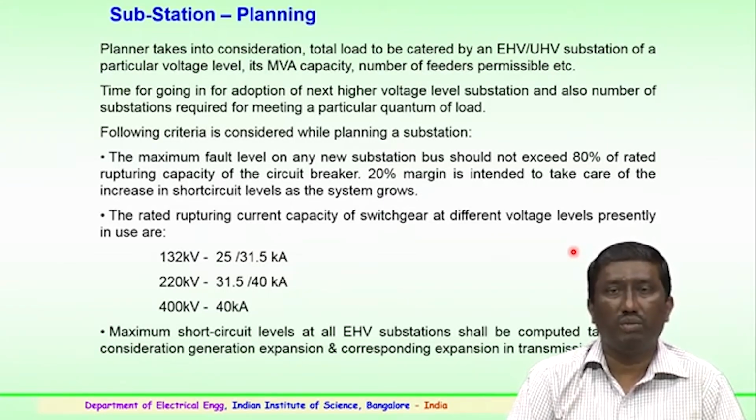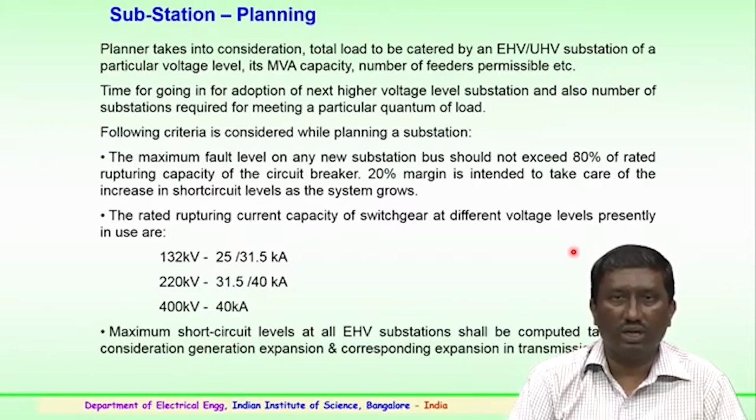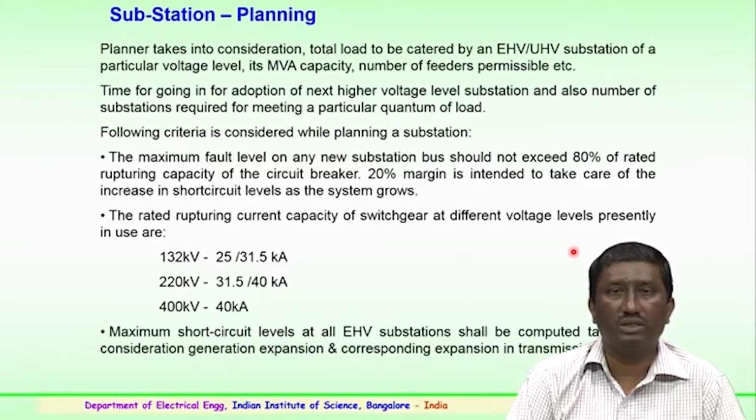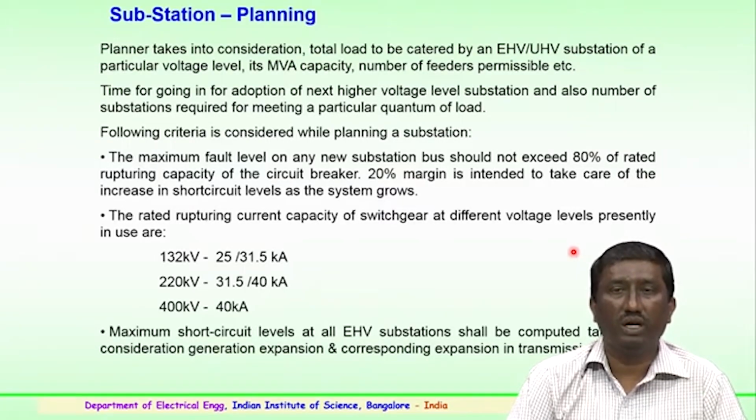Then a 20% margin is intended. The 80% is for the rated rupturing capacity of the circuit breaker, and the 20% is intended to take care of the increase in short circuit levels in case there is a future growth of the network. So, that is the reason this 20% margin is intentionally made available for future scope.